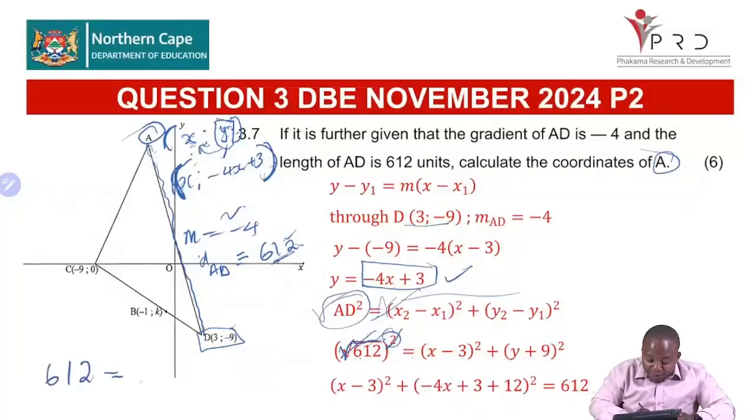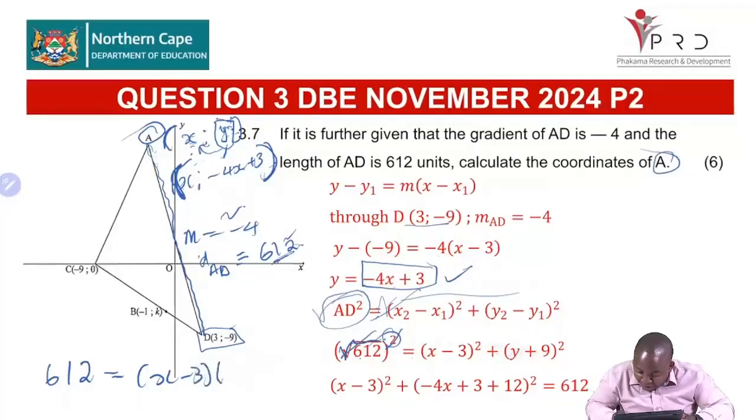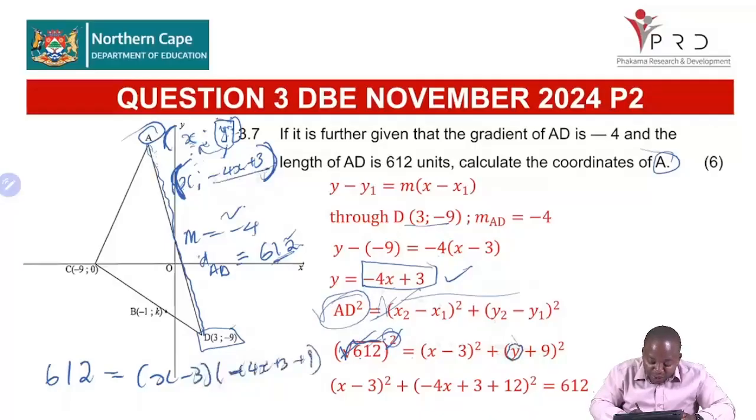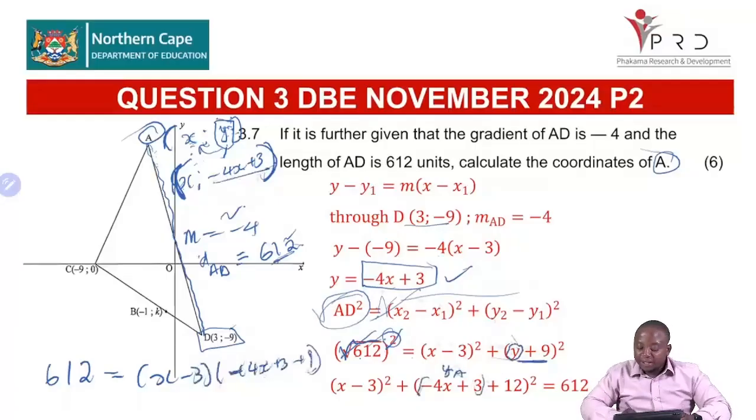It's equal to x minus 3. Then the y value of it is no longer y, it is going to be negative 4x plus 3 plus 9. So that's what I'm going to have for this bracket right here. That is my y value of A in that case, right? So then I'm going to solve this.